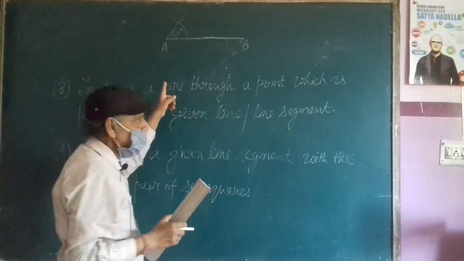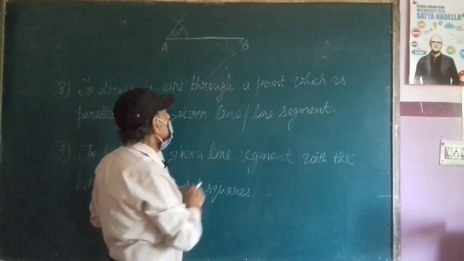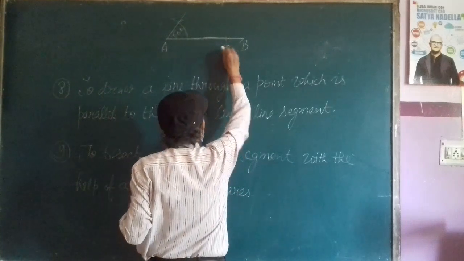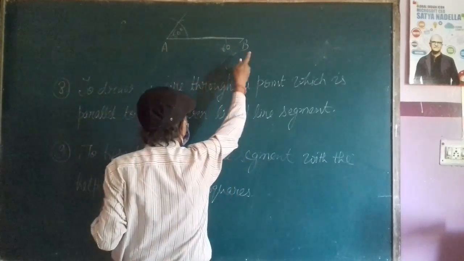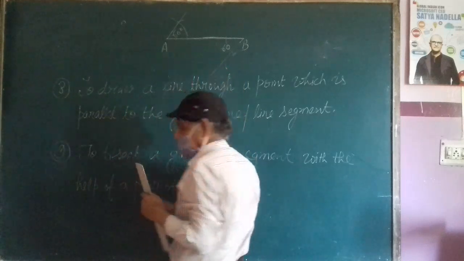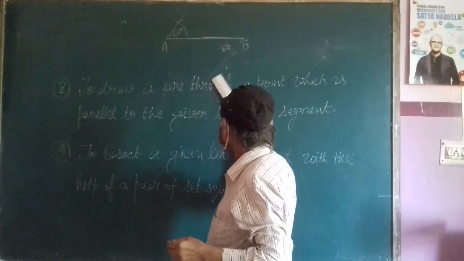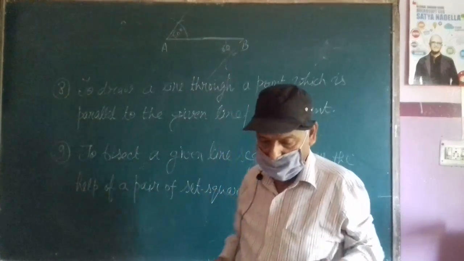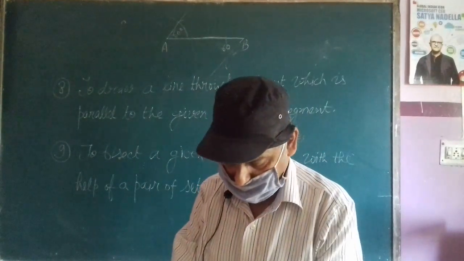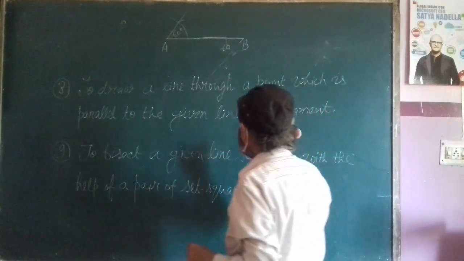These lines are parallel to each other. These are interior alternate angles, both angles being 60 degrees. So AB is the transversal, and you have got two lines, this one and this one. I have not named them. Now I will do some. You just follow what I am doing.